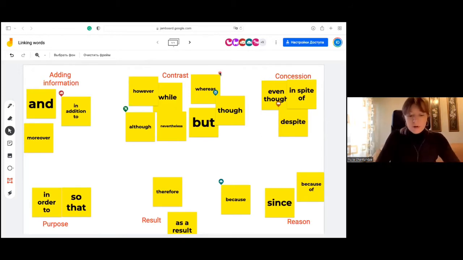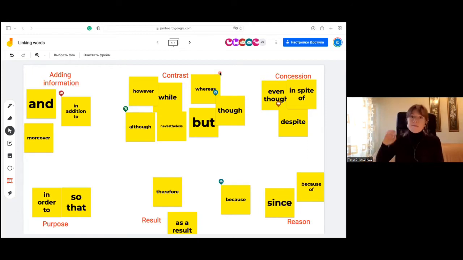So contrast is more about when we compare a similar aspect of two different things, people, or situations. For example, I know this country, this country is big, but another country is small. So we compare the size. So same aspect of two different things. Concession is a bit different. When we use concession, we often contrast two different aspects. So not one aspect, like the size of countries, but two different aspects.